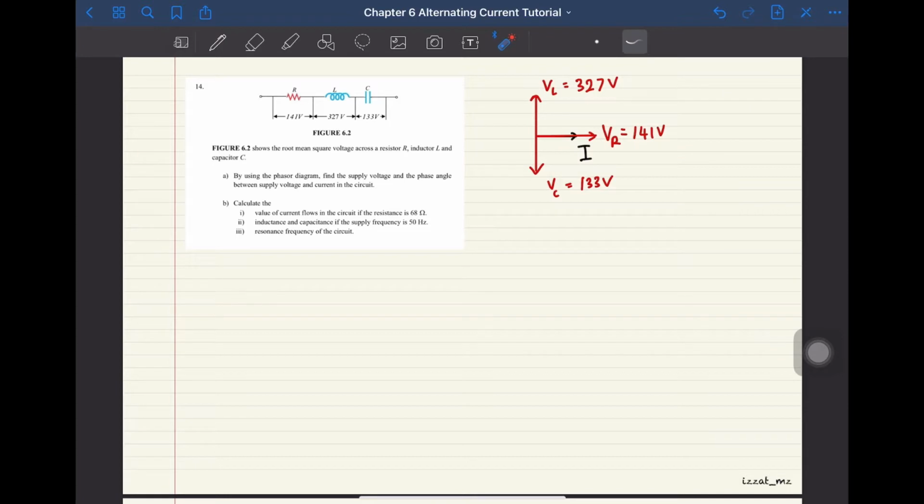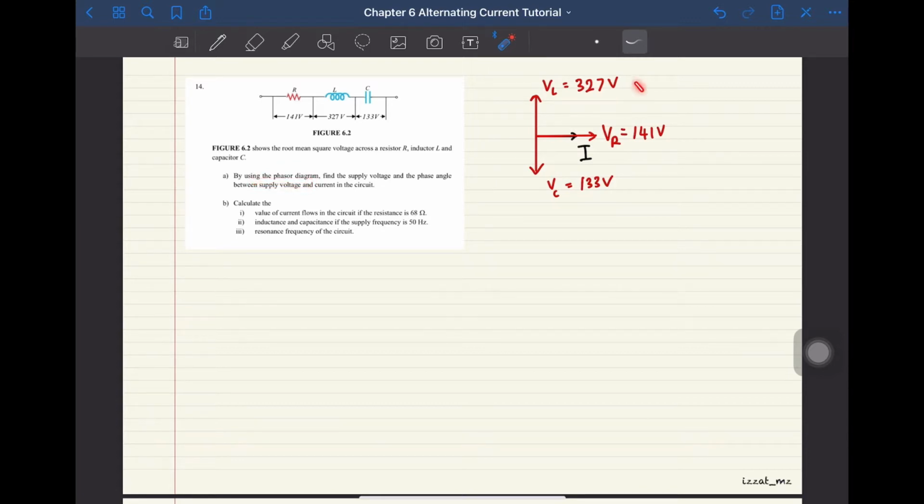In this video, we will discuss question number 14 and question number 15. For question number 14, they give you a diagram, a circuit that consists of resistor, inductor and capacitor. They give you the values of voltage across each component. Using the phasor diagram, find the supply voltage and the phase angle between the supply voltage and current in the circuit. So the keyword here is that you have to use the phasor diagram.